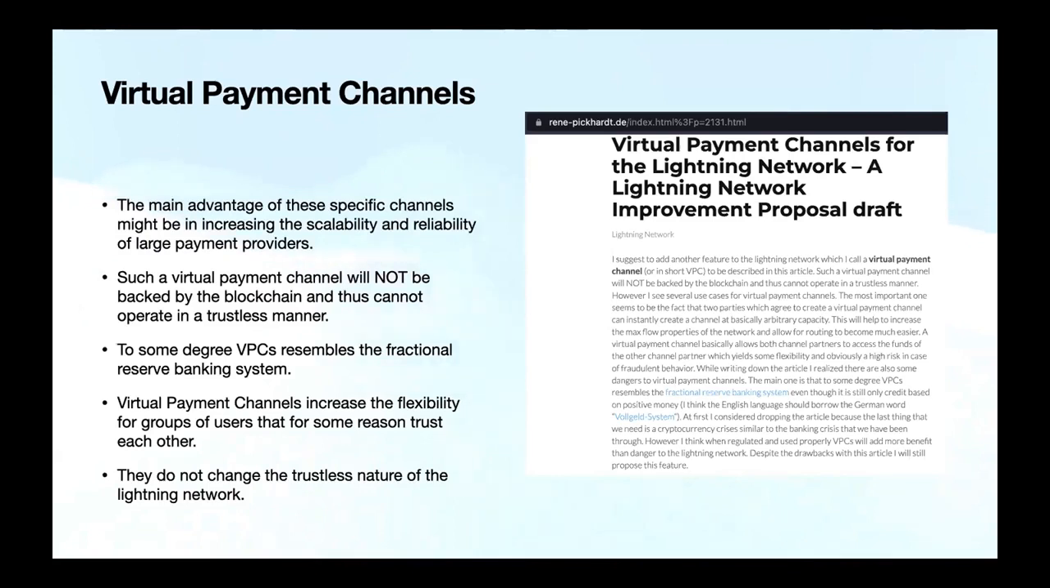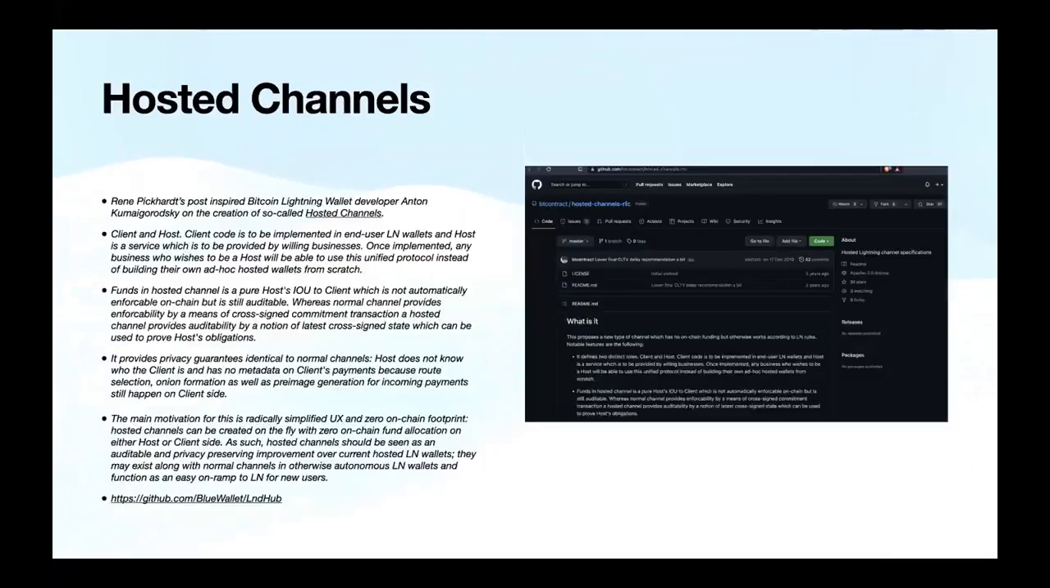They might resemble, in such a way, the fractional reserve banking system. Also, René Picard in his blog post highlights this characteristic. Anyway, there is some space to accept this kind of concept, even if they require some trust. The interesting thing is that they do not change the trustless nature of the Lightning Network.